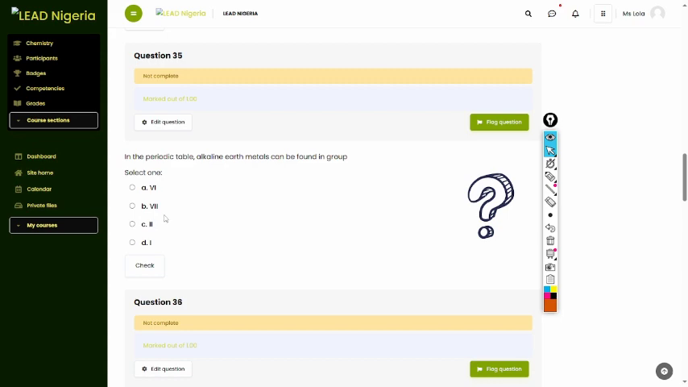Alright, in the periodic table, alkaline earth metals can be found in group. Okay, so each of the groups has a designated name. So group 1 elements are alkali metals, while group 2 elements are alkaline earth metals. Okay, so it means that alkaline earth metals belong to group 2 of the periodic table. So the correct answer is C.